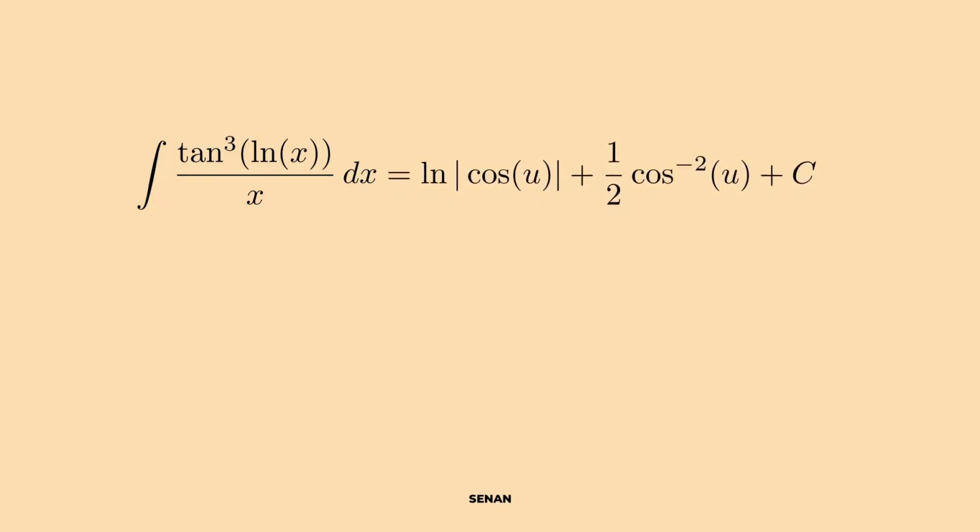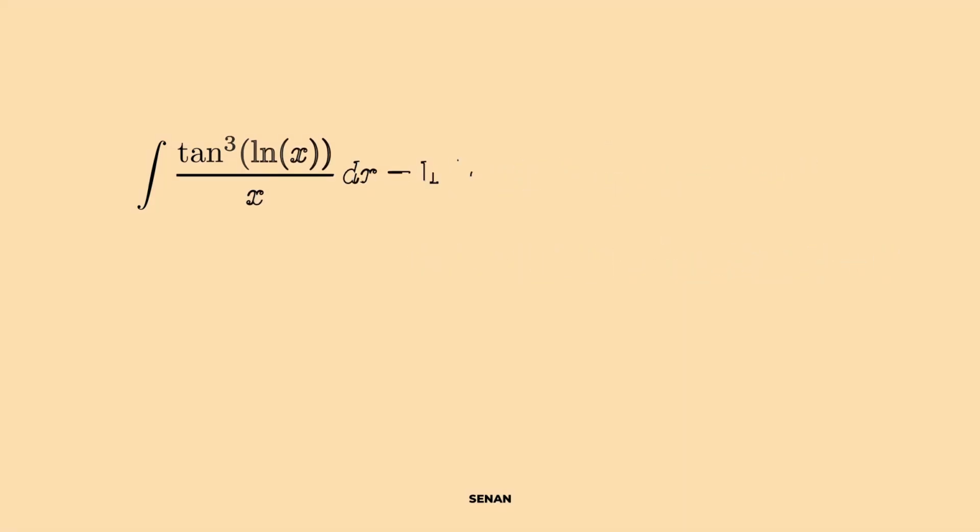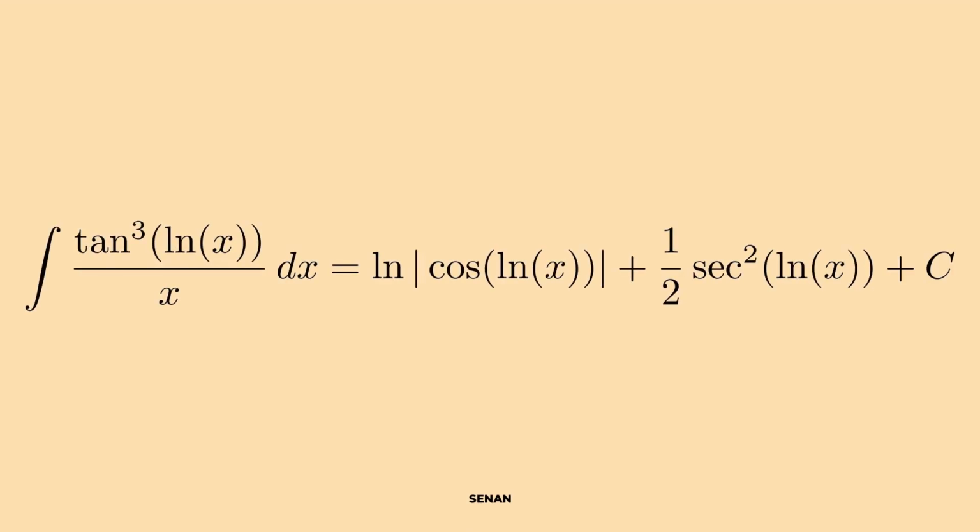Now note that in the second term we have cos of u to the power minus 2, which is just secant square of u. So now we substitute the values of u as well, which is natural log of x, and we get this. So our final answer is presented on the screen.